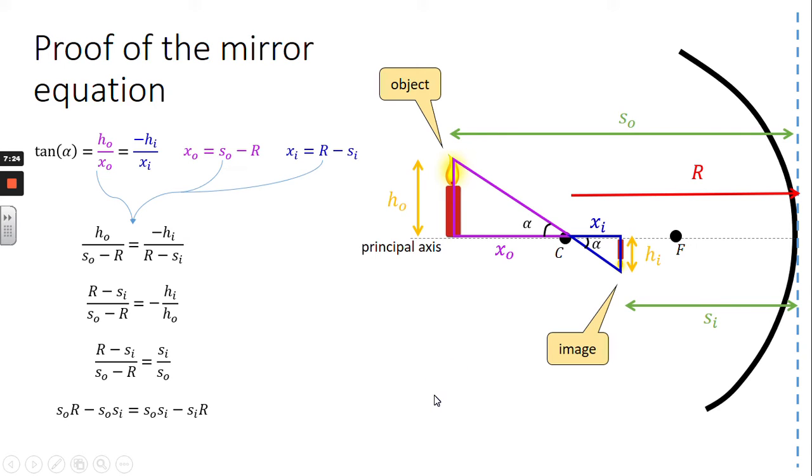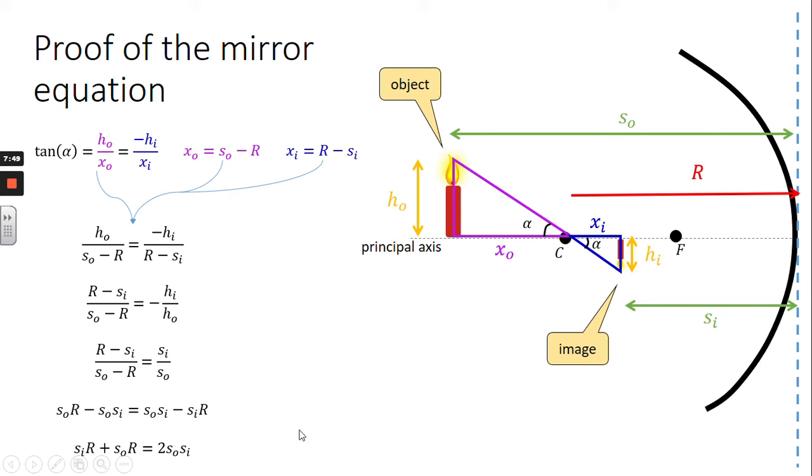And now it's a matter of a little bit of algebra. Multiply SO over to the numerator on the left, multiply SO minus R over to the numerator on the right, and you end up with the equation you see below there, that SO times R minus SO times SI is equal to SO times SI minus SI over R. Whew, we're almost there, folks.